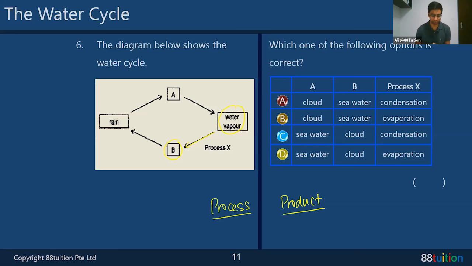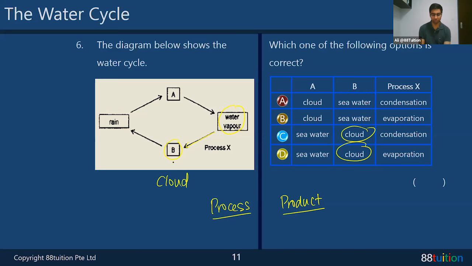The diagram below shows the water cycle. Which one of the following options is correct? You need to know the water cycle very well. Some of you already shared the answer with me on the chat. Yes, very fast. Water vapor, process X. Water vapor will do what before it becomes rain? Cloud. Before it becomes rain, right? So therefore B is cloud.